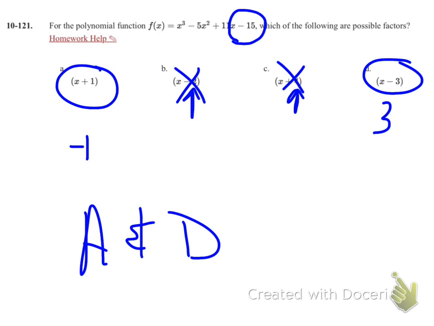From here, we would go through and use a graphing calculator and test that out to see what the actual factor is, or the actual root, and then we can do our polynomial division. But for this one, we just need to figure out which are the possible factors.